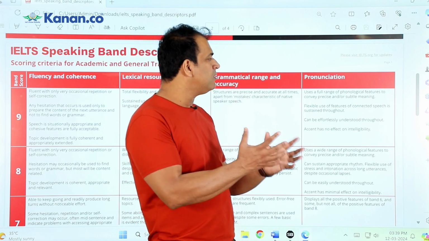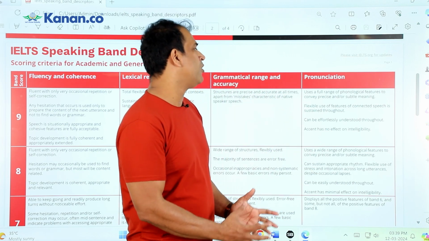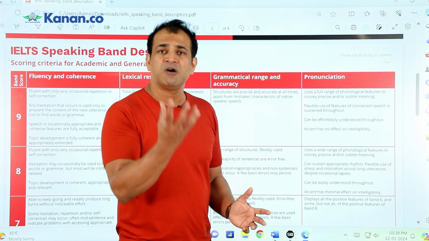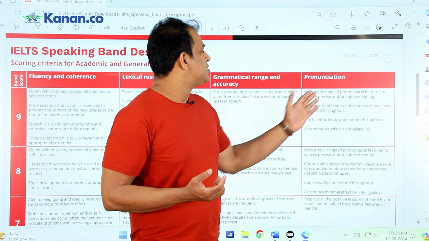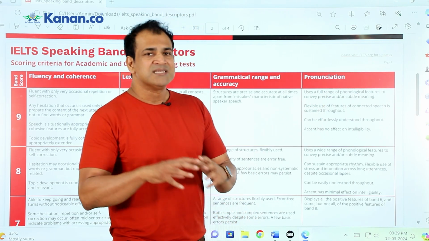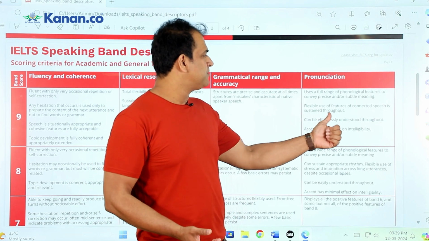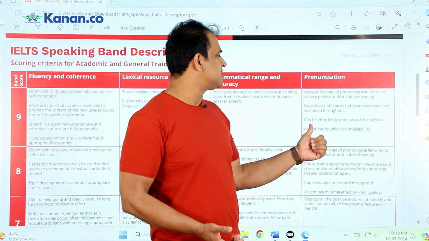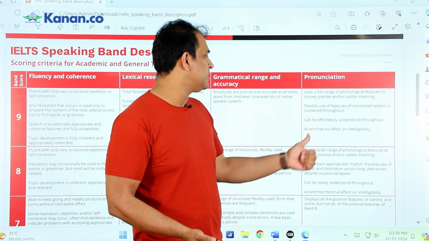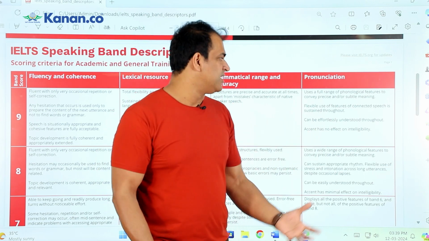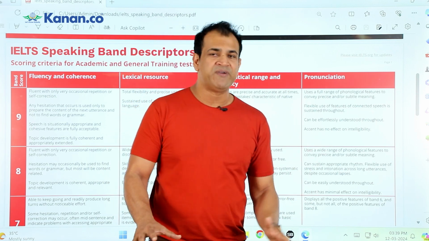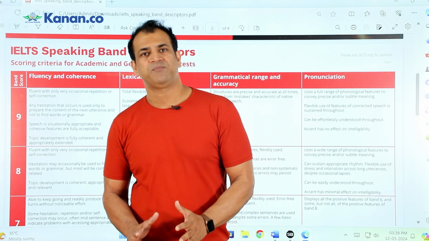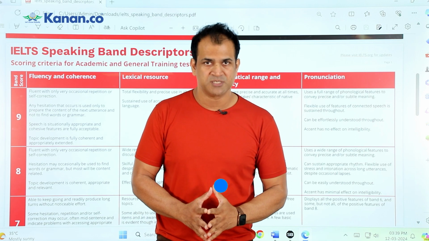Pronunciation uses a full range of phonological features. Same way, how you pronounce, how it sounds, phonetics, okay? Features to convey precise or subtle meaning. Flexible use of features of connected speech is sustained throughout, can be effortlessly understood throughout. Accent has no effect on intelligibility. These are the band descriptors.